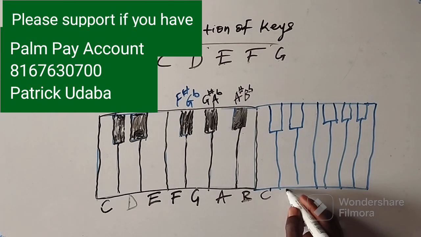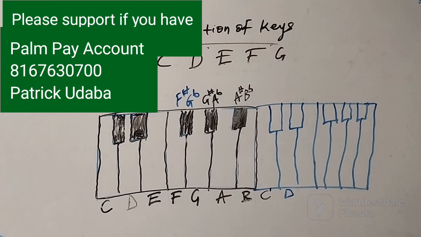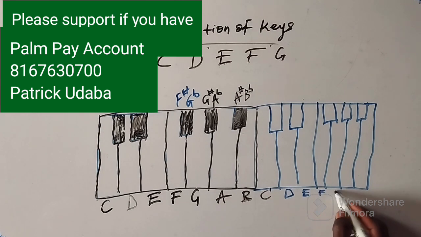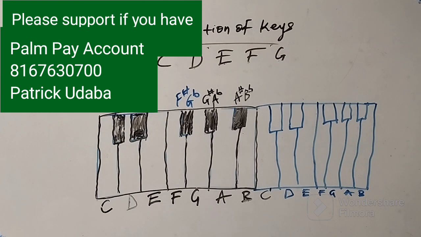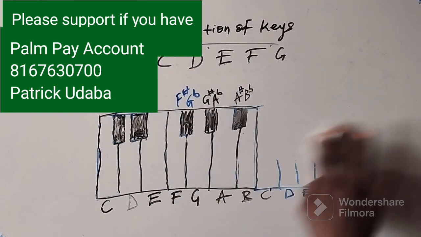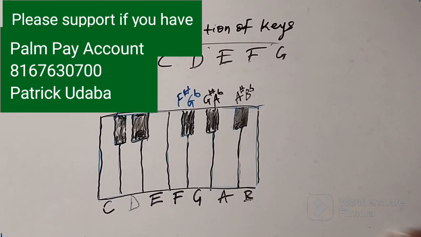After C we have also D. After D we have A, B, C, D, E, F, G. You start having another A, B, and it goes like that. So this is where I'll draw the curtain. If you still have problem, you need to understand how the names are.